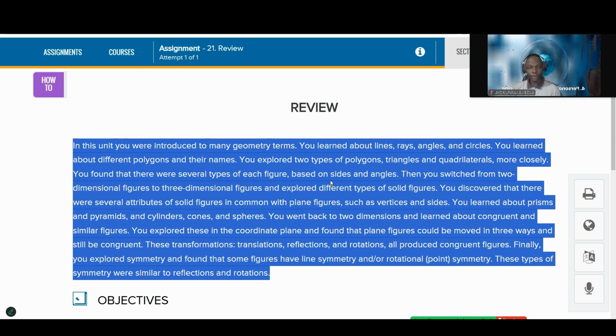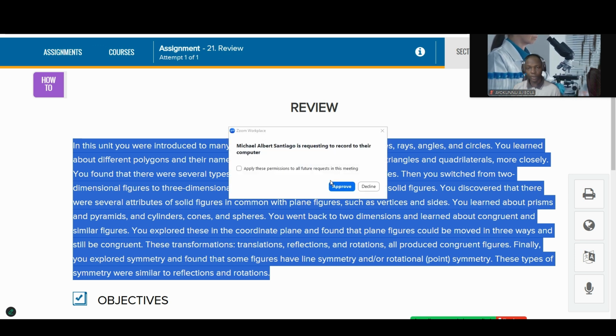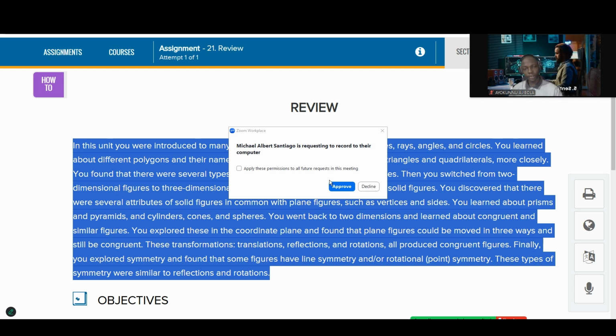We went back to two dimensions and learned about congruent, that is, equal shapes, and similar figures. So we explored this in the coordinate plane, where we also looked at transformation.